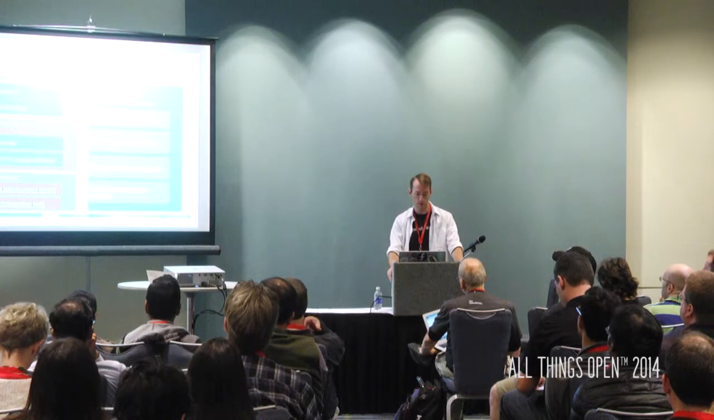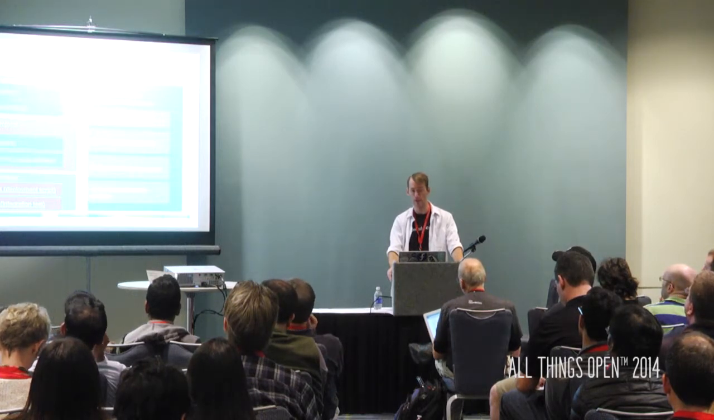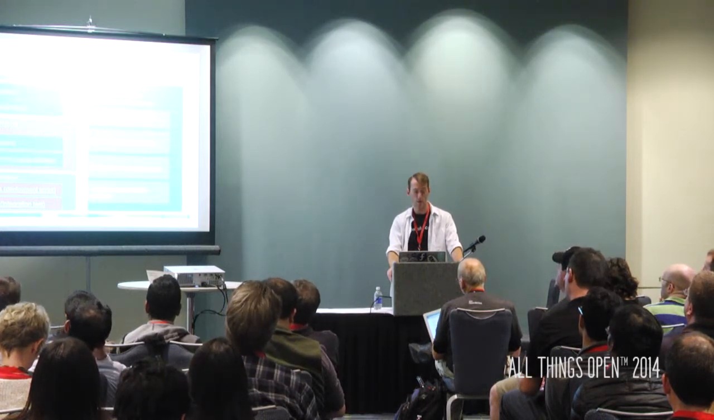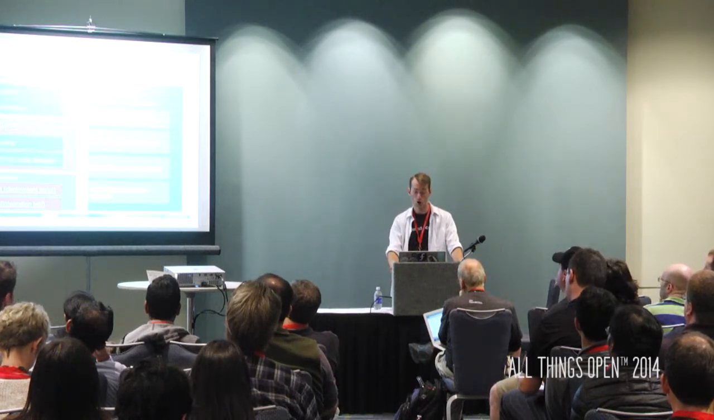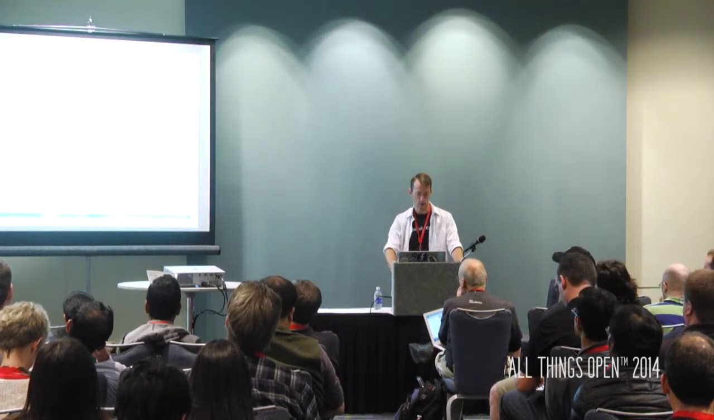Some other things that are coming down the pipe, just to give you a taste. Barbican is a key management service. Ironic is bare metal as a service. Kind of take the hypervisor out of the picture for workloads that actually want to run directly on bare metal for maybe performance reasons. There are a whole lot of others as well, which I'll talk a little bit more about later.